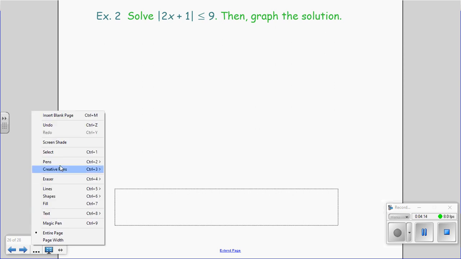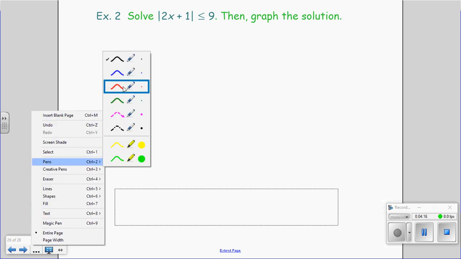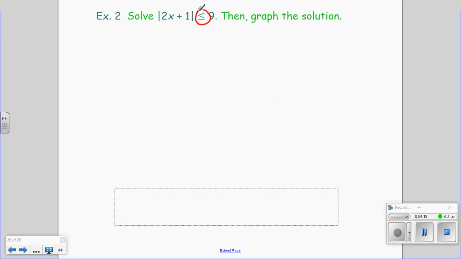So on example 2, we have a less than or equal to. So it's smaller, so that means it's in between. So we're going to put negative 9 less than or equal to 2x plus 1 less than or equal to positive 9. So when it's less than, you put it in between, and we're going to shade in between.